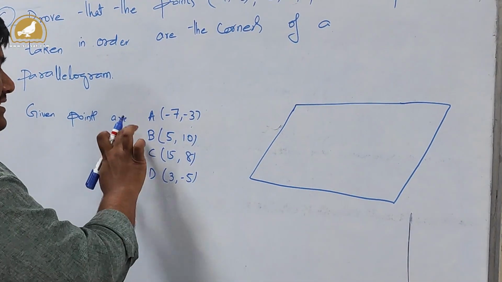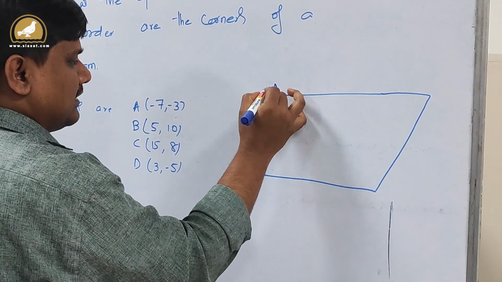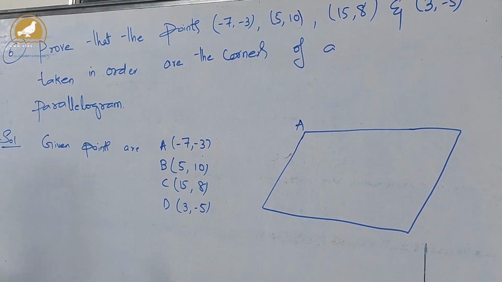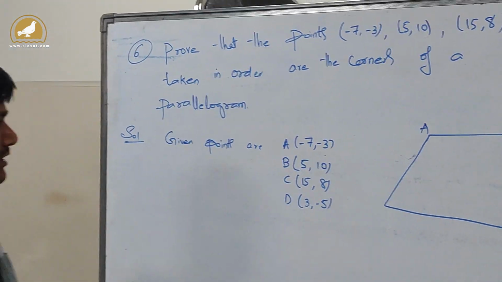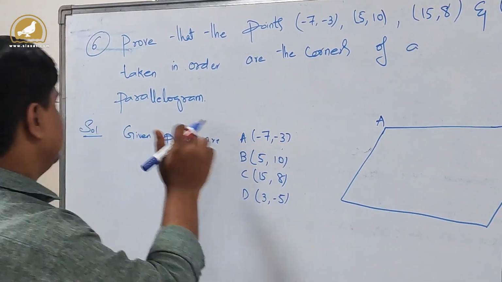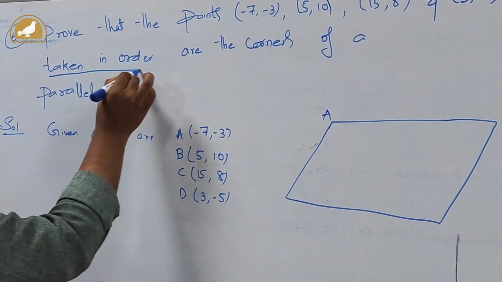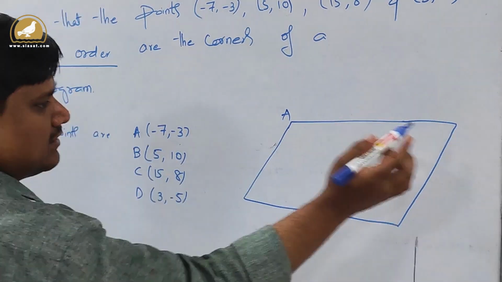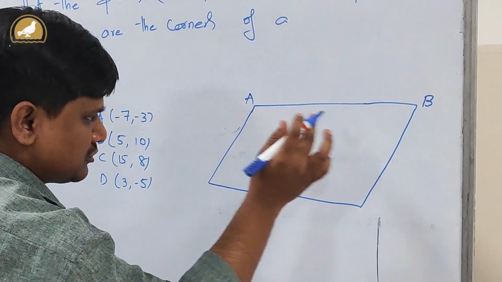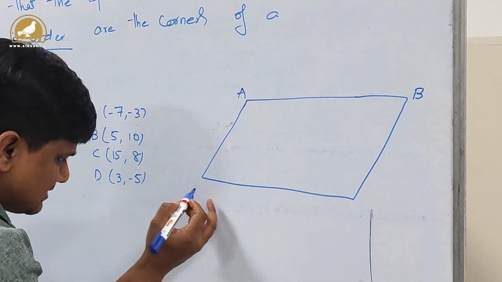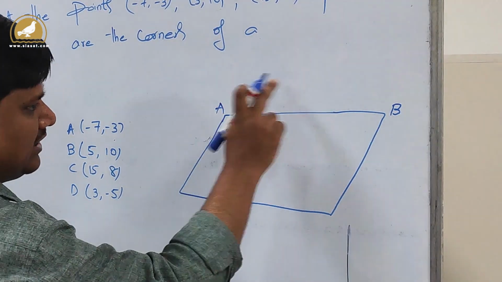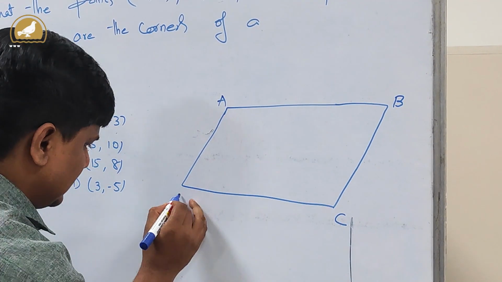So we'll plot these points on this diagram. We have to be careful when we are plotting these points. We have to write them in order. Here it is clearly mentioned: taken in order. This point is important. Usually students write A, B, and then C here, D here. That's the wrong way. You have to write in order: A, B, and then C here, D here.